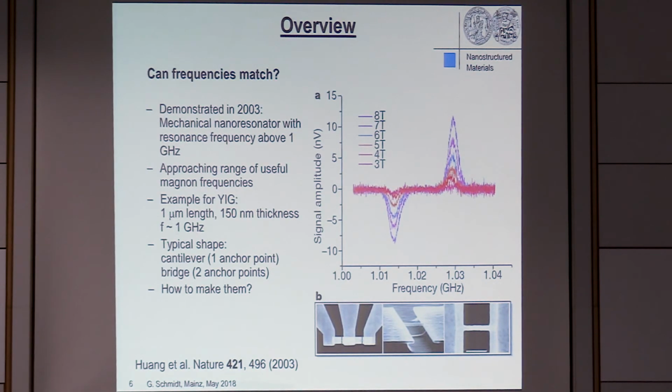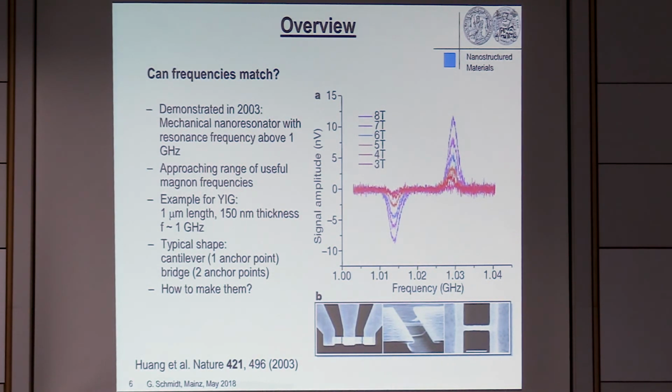And we also did some calculations. There's a very simple formula to calculate the frequency. And we can show that if we have a so-called doubly clamped beam, that means we have a YIG beam which is clamped on both sides, with a length of 1 micrometer and a thickness of 150 nanometer, then the frequency of resonance for the mechanical ground mode should be 1 gigahertz. And if you make it smaller, you can get even to frequencies of 2 gigahertz or 4 gigahertz, which is our typical FMR regime. So there we might be able to see direct interaction of the FMR frequency with a mechanical frequency.